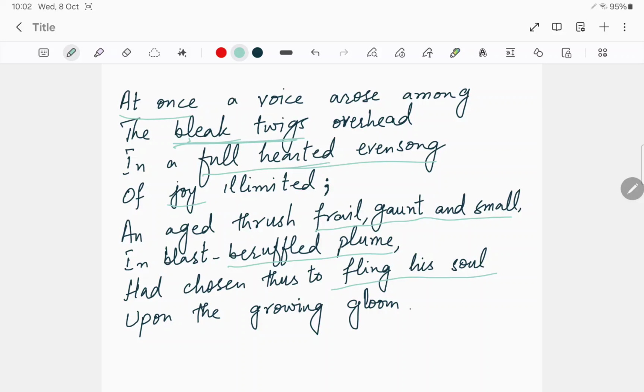Obviously, there is a symbol. The thrush actually represents hope, faith, and even resilience in the face of despair and hopelessness. I've already told you there is a shift of tone, and actually, the tone has been shifted from despair to wonder, and there is actually a silver lining. That means there is a slight optimism that the poet has added to the poem.